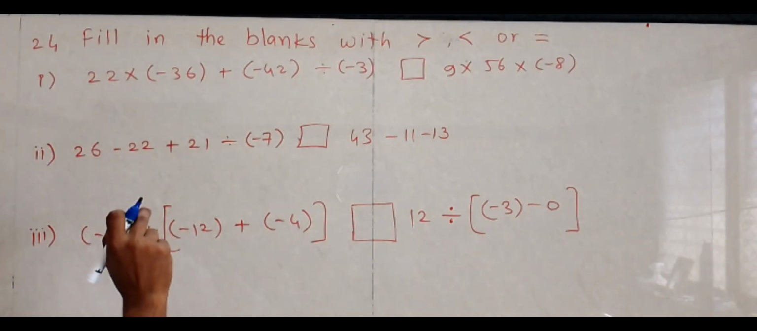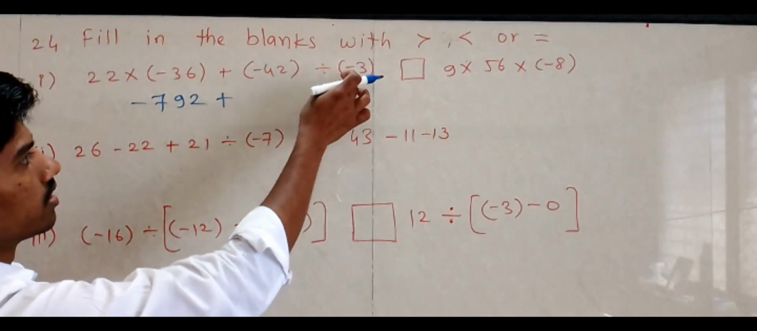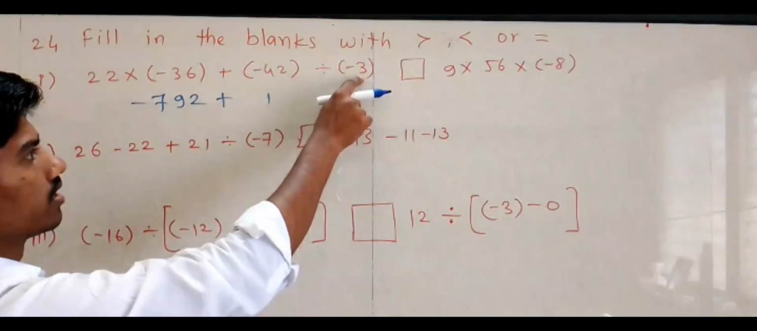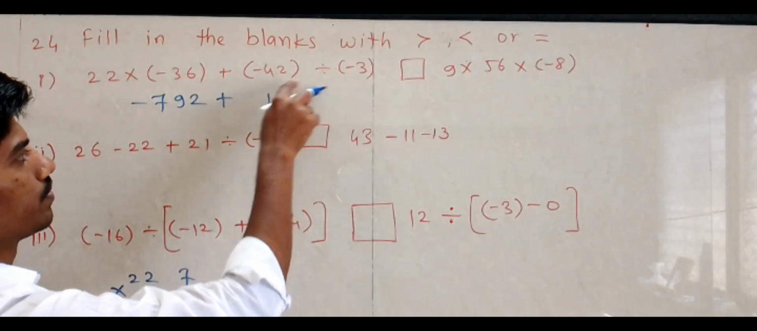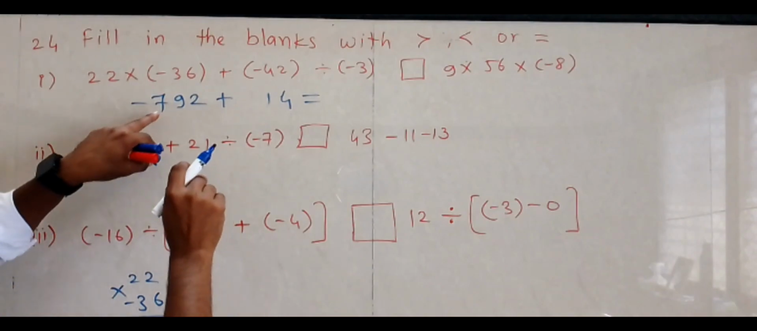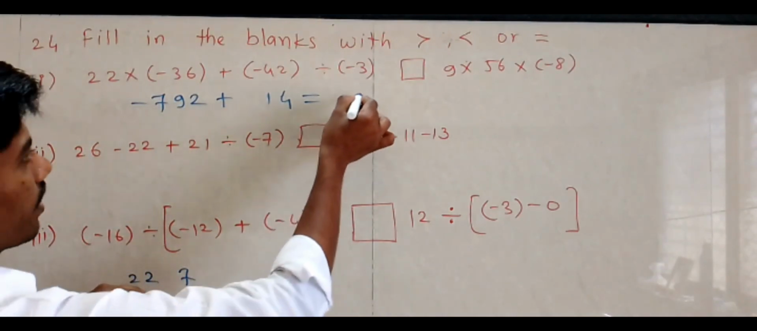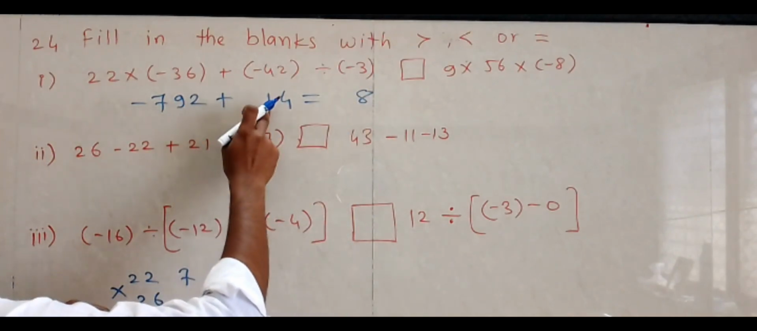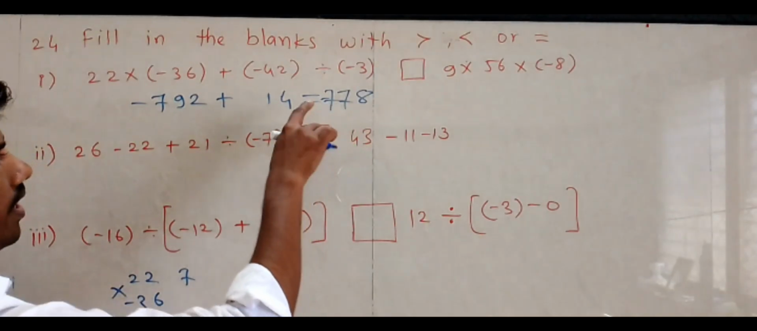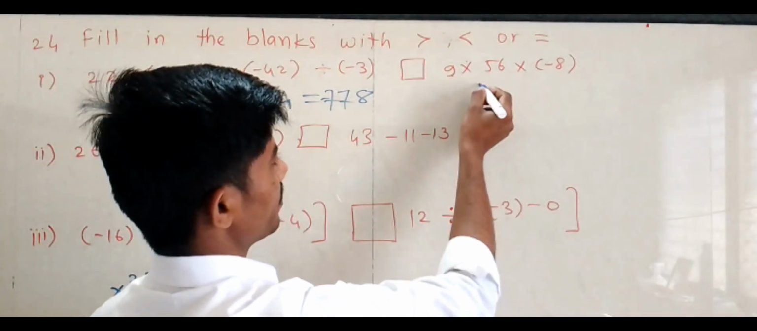22 into 36 minus 7, 92 plus 3 ones are 3, 3 ones are 3, carry 1, getting my point. 3 fours are 12, so minus minus becomes plus 14. So what is the final answer for these terms? Minus 7, 92 plus 14. So 12 minus 4, 8, 8 minus 1, that is 7, and 7 as it is. Minus 7, 78.